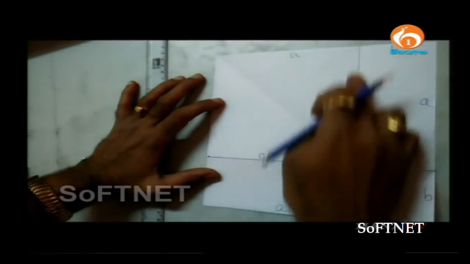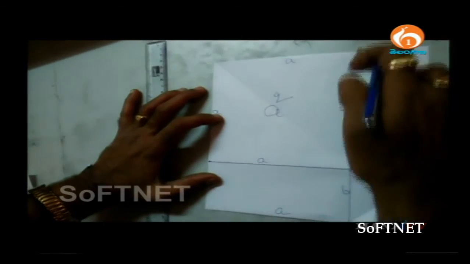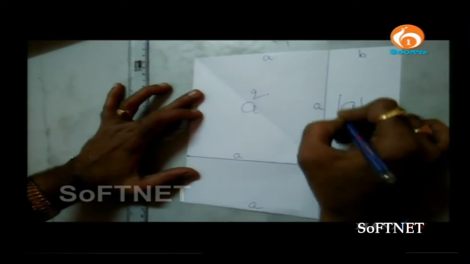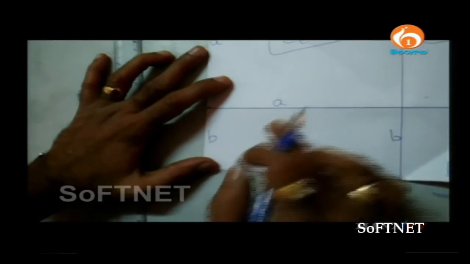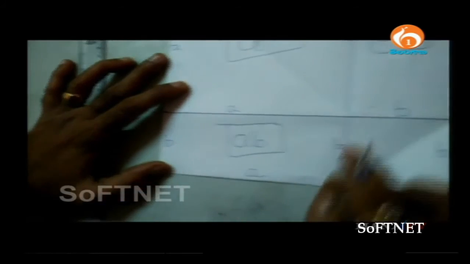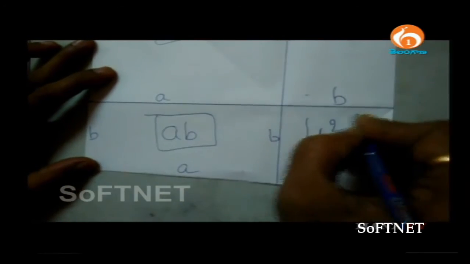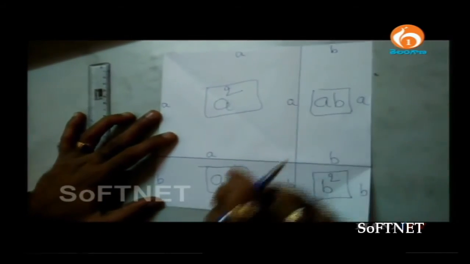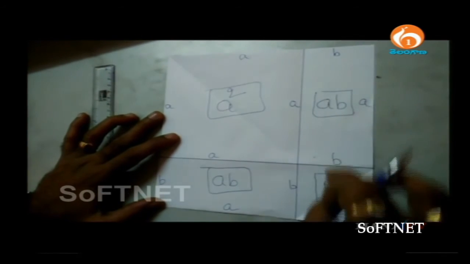Now this is a square of side A, so its area is A square. This is a rectangle of length A, breadth B, so its area is AB. Then again this is a rectangle of length A, breadth B, so it is AB. And this is a square of side B, so its area is B square. So this total area is A square plus AB plus AB, 2AB, plus B square. So A square plus 2AB plus B square.